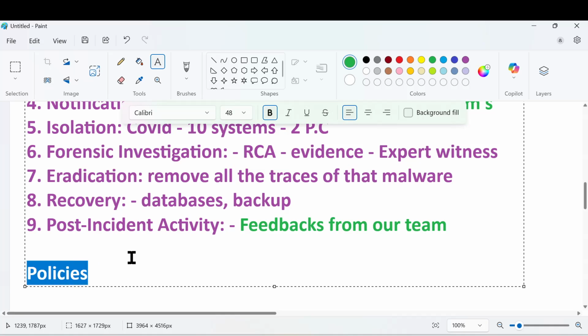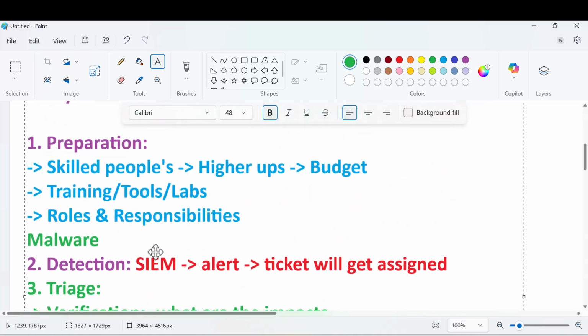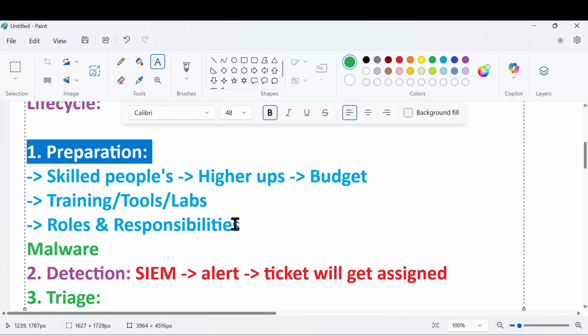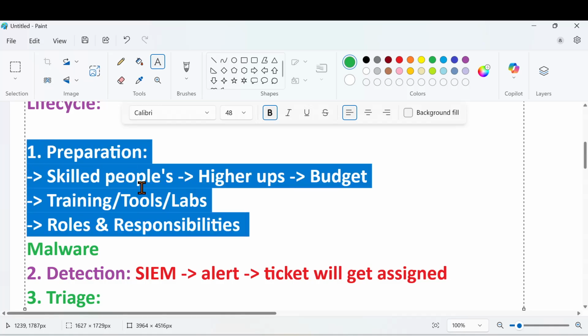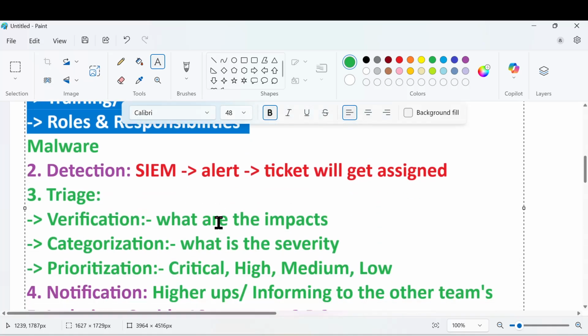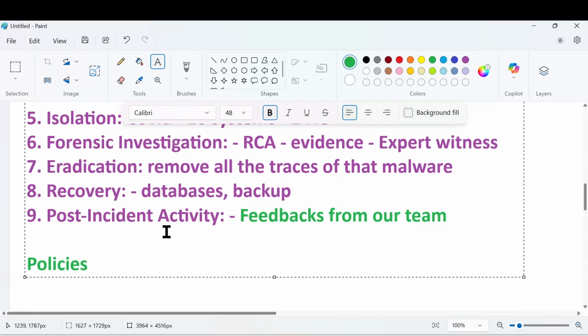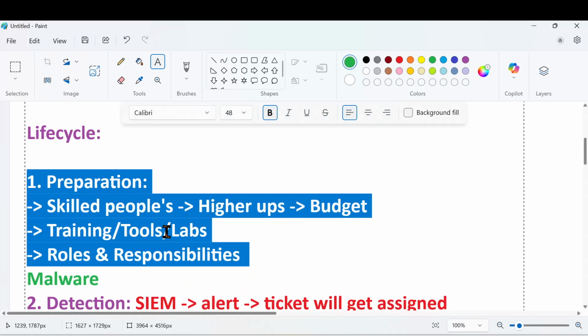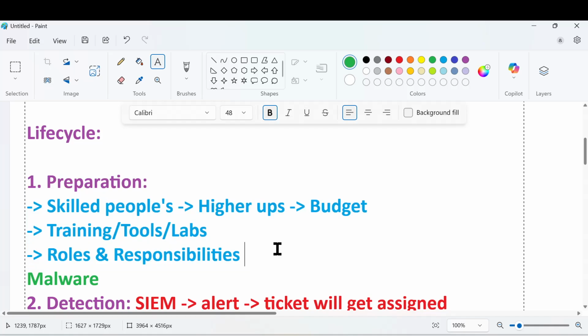Now, those policies will get installed in your organization again during the preparation phase, to make sure that our organization has learned from the previous incident that happened, and in the future, if a similar type of incident happens, we will be able to take care of it. So this is how we will be taking care of the incident in the organization. Now, in our next session, we will be discussing risk management.